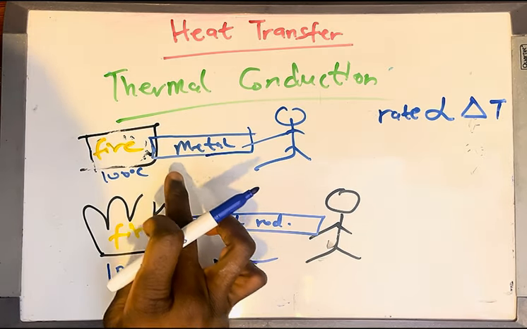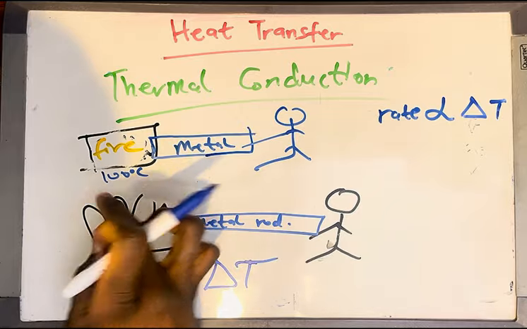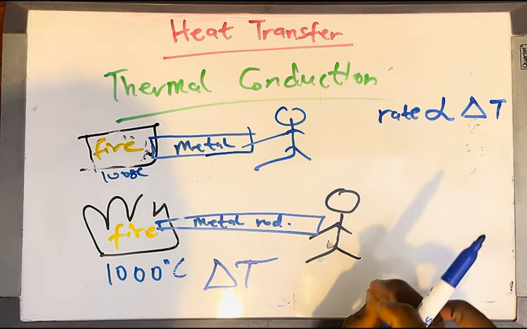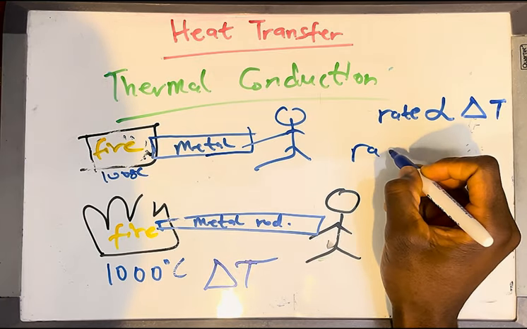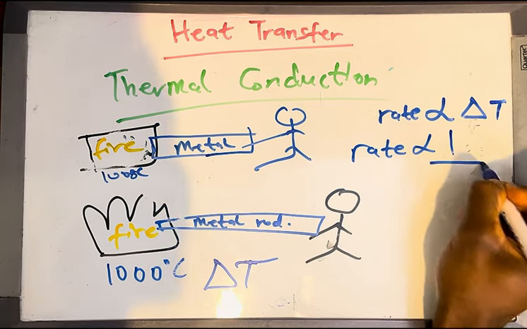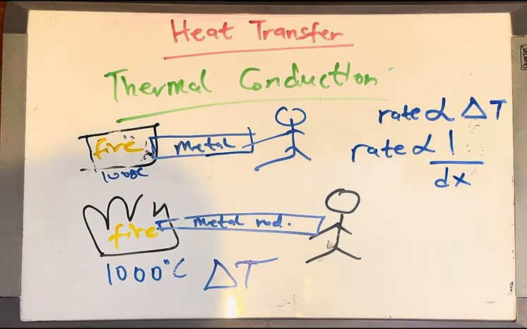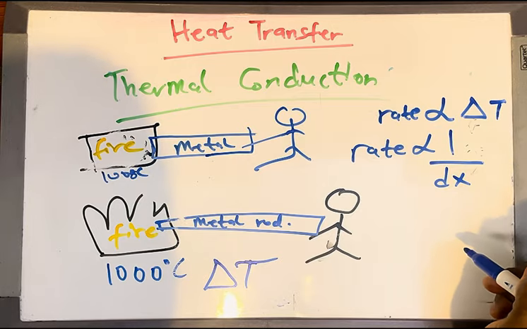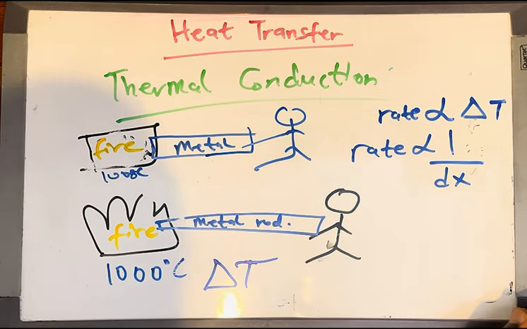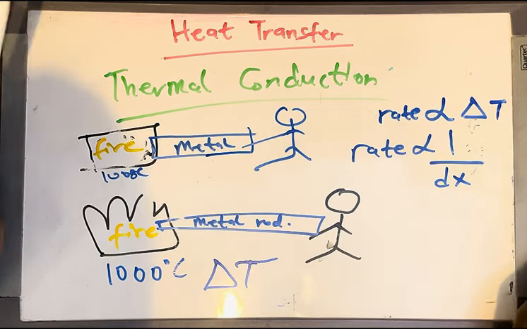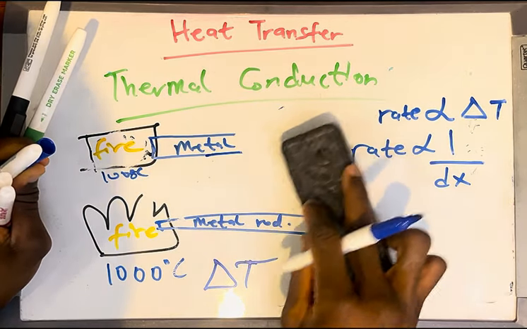This is because if the length is short, then the heat will be able to transfer through it faster than the one that is long. This means that the rate of heat transfer is rather inversely proportional to the distance or the length of the metal or the rod that you are holding. The longer the rod, the lower the heat transfer rate. And the shorter the rod, the faster the transfer of heat. Okay, so this is the second scenario that I wanted you to take note of. Now, let me talk about the last scenario.